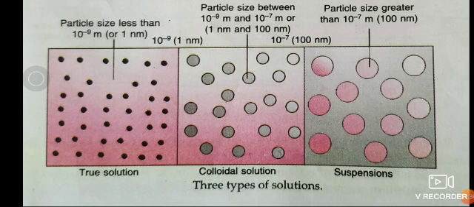whereas the particle size in suspension is much greater than 10 raised to the power minus 7 meter, whereas the colloidal solution particles are intermediate between the true solution and the suspension particles. The size of the particles of colloidal solution ranges from 10 raised to the power minus 9 meter to 10 raised to the power minus 7 meter.